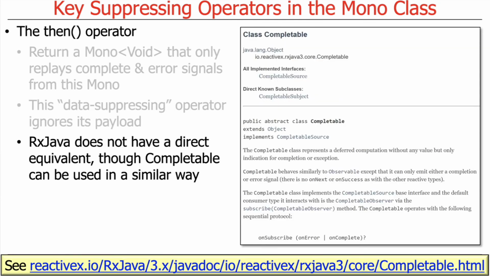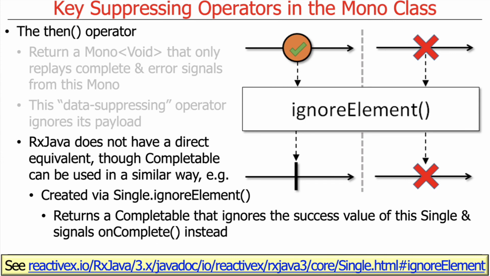RxJava, curiously enough, does not have a direct equivalent to .then. However, it does have something called a Completable that can be used in a similar way in conjunction with Single.ignoreElement. ignoreElement is a method in the RxJava framework which will return a Completable that will basically ignore the results and just say whether things succeeded or failed.